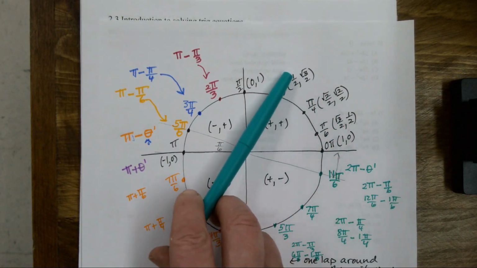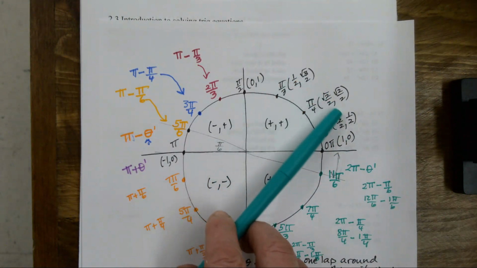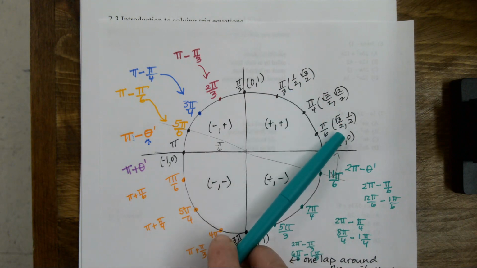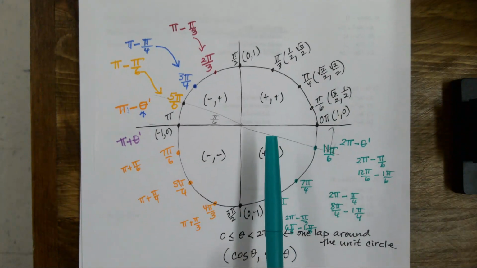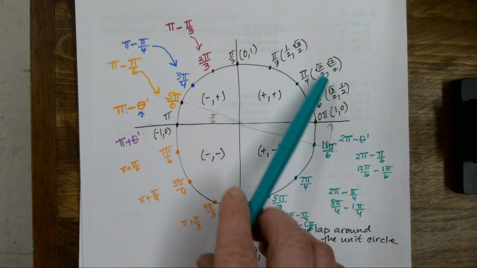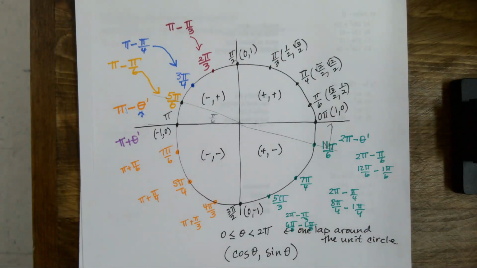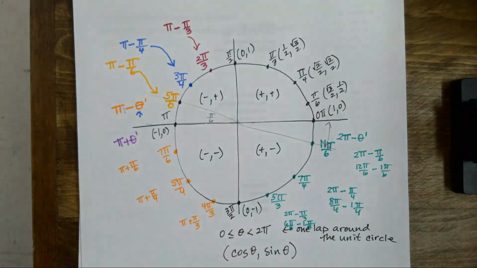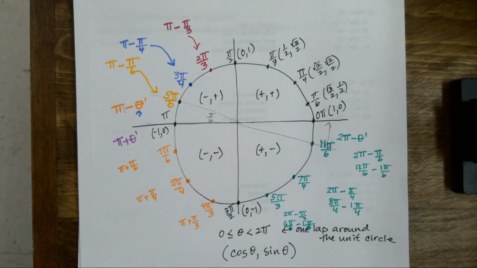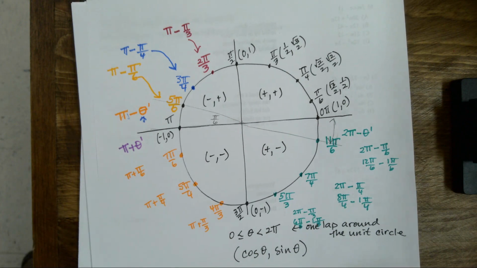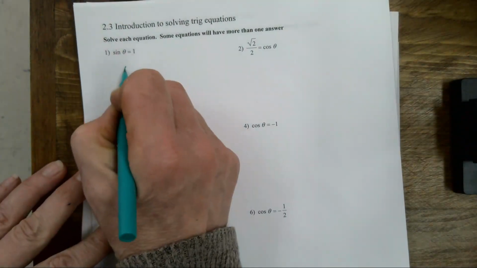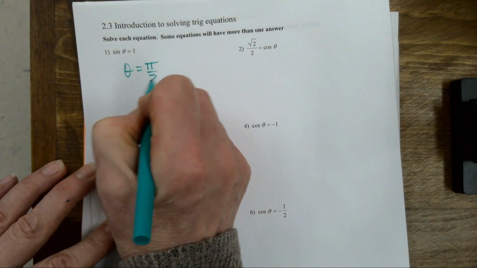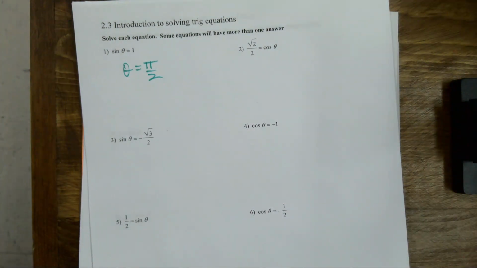Well, I know it's not any of the families, right? Because none of the families have 1 as any of the coordinates. So it's got to be the axes. So I move around the axes. At which angle is the y coordinate 1? That's my answer. Theta is pi over 2. I'm moving backwards.